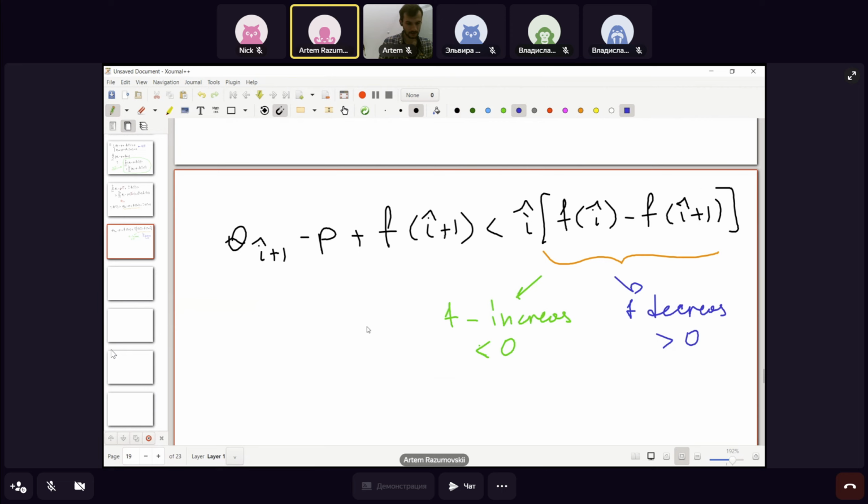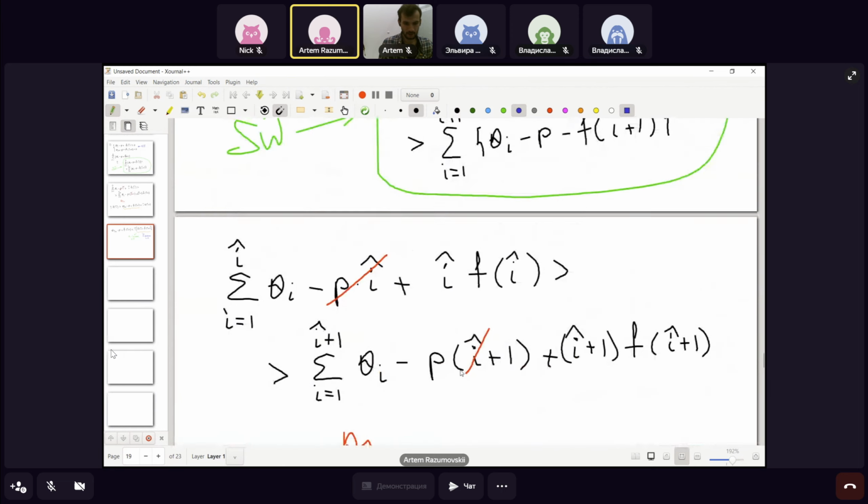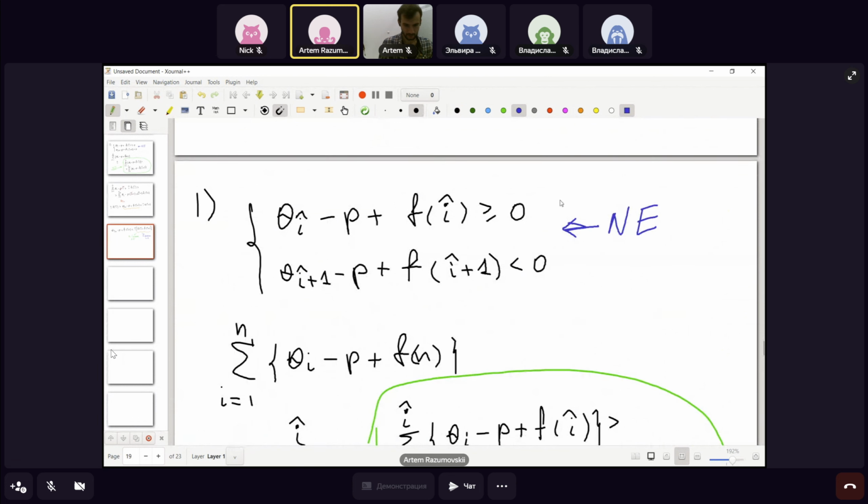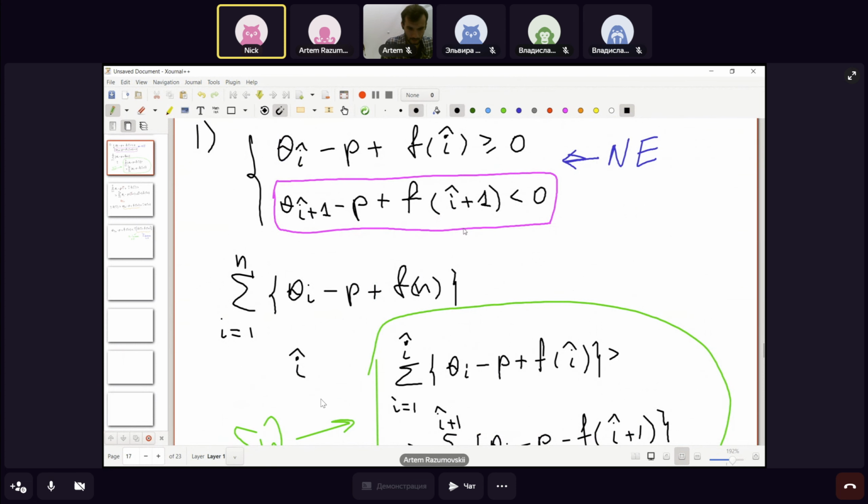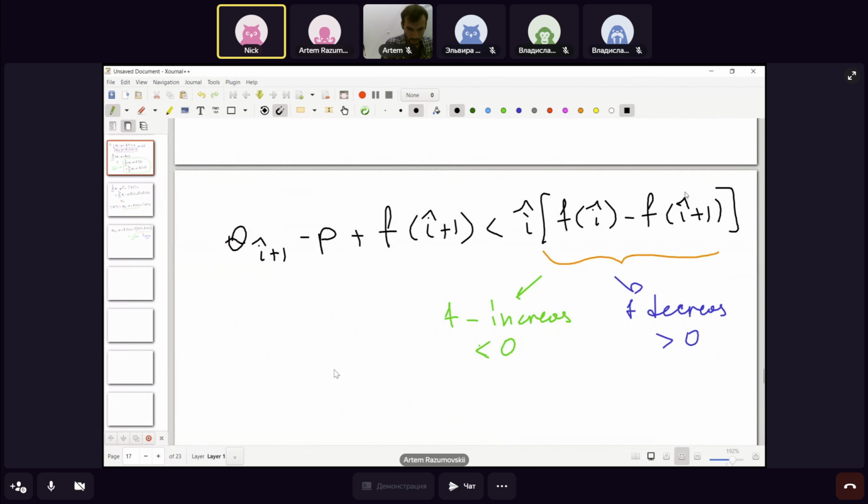So then let's stop with this and come back to our comparison for Nash equilibrium. What we remember for the next guy who is not joining, we have this inequality. So let me copy it. If f is increasing, we should have less than zero, right? And if it is decreasing, we should have more than zero. So this inequality is for social welfare.